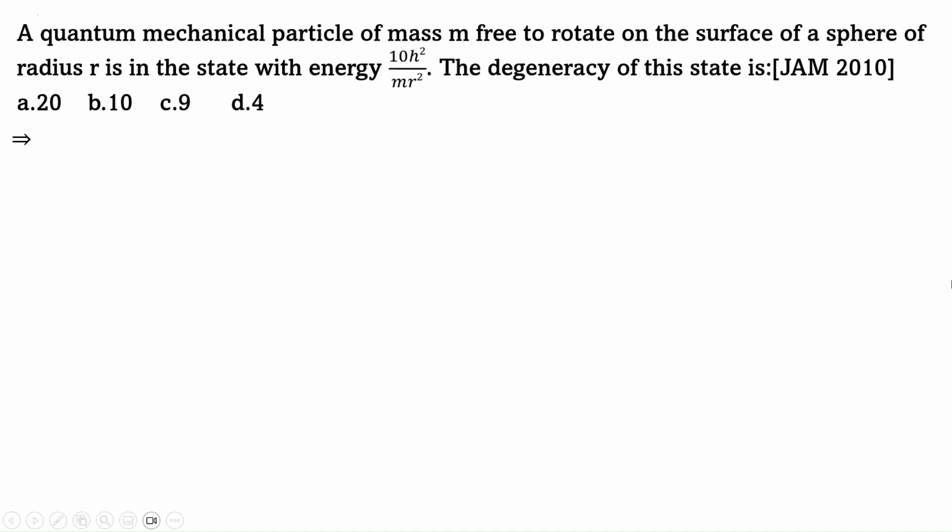Now our next question. A quantum mechanical particle of mass m free to rotate on the surface of a sphere of radius r is in the state with energy 10 h square by m r square. The degeneracy of the state is, we are given the four options.